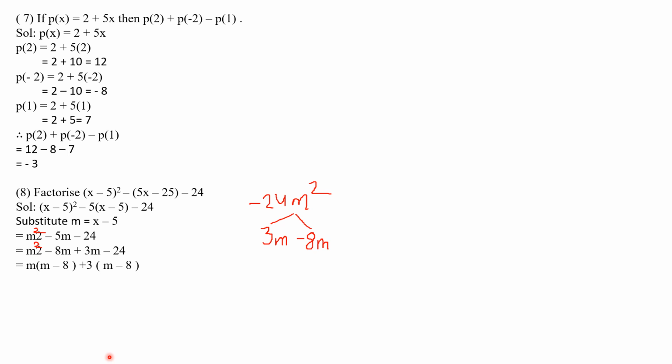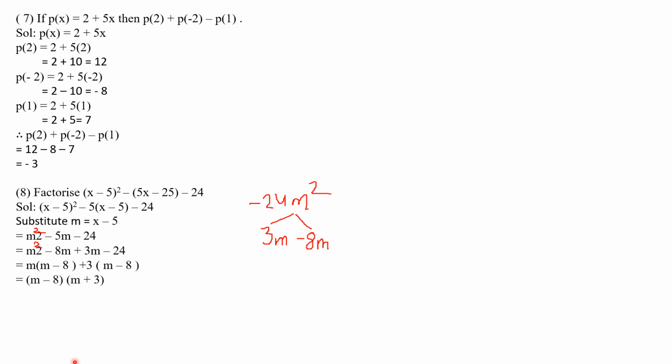So what will come from the first term? m will come common. So m left, minus 8 from here. So m common, m minus 8 in the bracket. From these two terms, 3 is common. So plus 3 in bracket m minus 8, since 3 8s are 24. Clear? So I got one factor same. So m minus 8 is one factor, and the other factor is m plus 3.